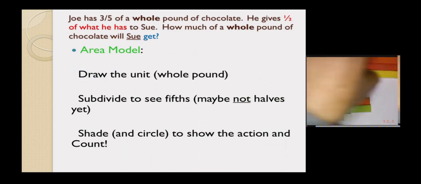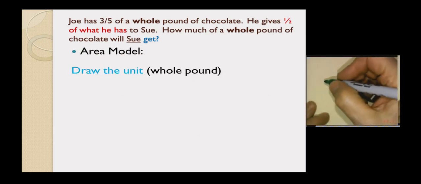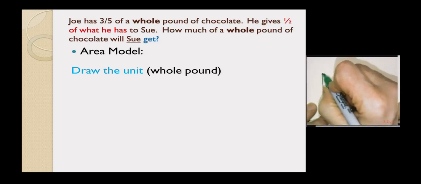Okay, so what about the area model? So again, we're going to draw the whole unit. We're going to subdivide it to see the fifths. And probably not the halves yet, but since we have 3/5, we want to know what 3/5 looks like. And then we're going to shade and show that action and count. So let's start with drawing the unit. Again, it doesn't really matter, but a pound of chocolate might look like this rectangle here.